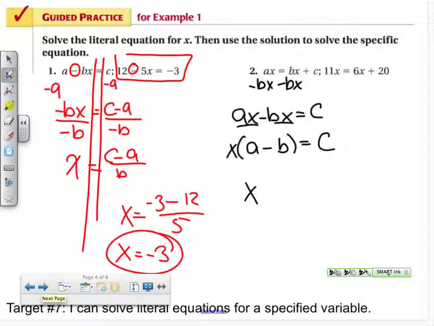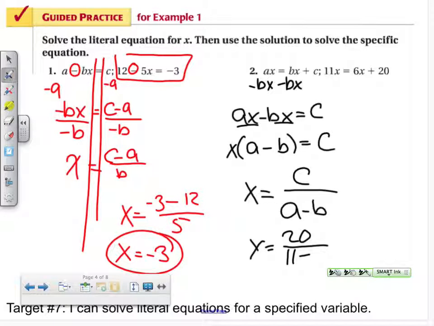Divide by a minus b. X is c over a minus b. And then we can go ahead and plug in. C is 20. A is 11. B is 6. 11 minus 6 is 5. 20 divided by 5, x is 4.